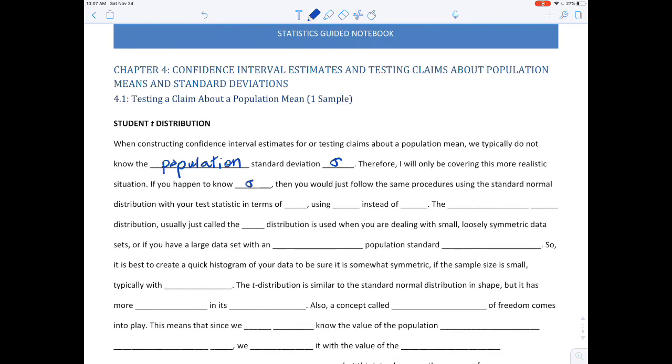If you happen to know sigma, then you would just follow the same procedures using the standard normal distribution with your test statistic in terms of Z, and you'd be using sigma instead of S, which is that sample standard deviation. So the student T distribution, usually just called the T distribution, is used when you're dealing with small, loosely symmetric data sets, or if you have a large data set with an unknown population standard deviation.